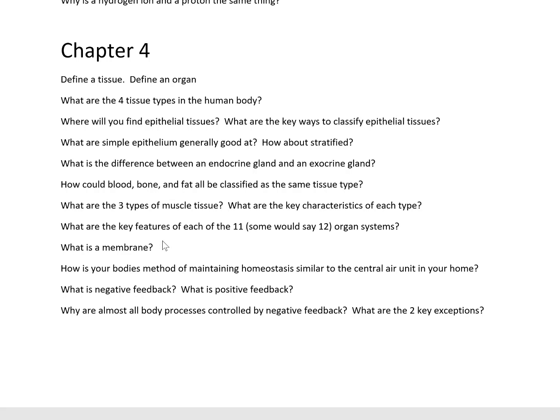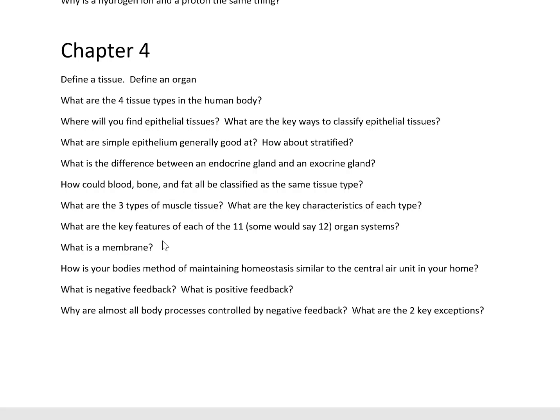All right, what are the 3 types of muscle tissue? What are the key characteristics of each type? So there's a video on this, but we have skeletal muscle, cardiac muscle, and smooth muscle. So skeletal muscle is voluntary. It's the only one that is, which means you control it. I'm wiggling my fingers right now. You can't see it, but it's because of skeletal muscle. So skeletal muscle is the muscles you think of. Smooth muscle is going to be lining all your hollow organs, including your blood vessels and GI tract, etc. And cardiac muscle is going to be in your heart.